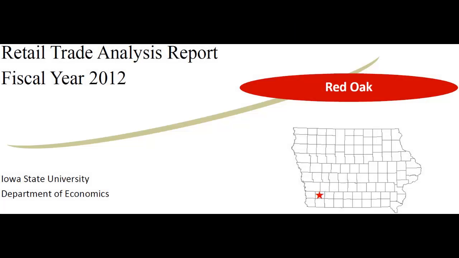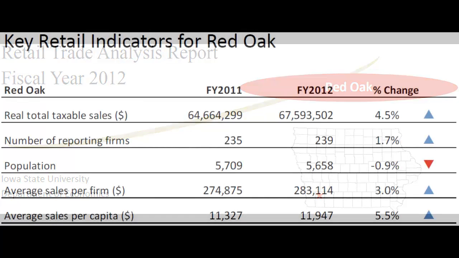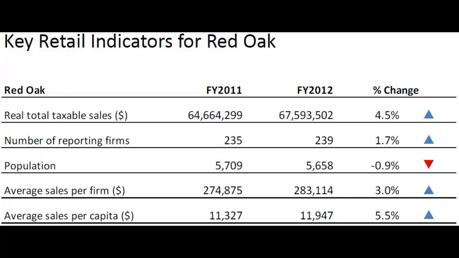This is the Retail Trade Analysis Report for Red Oak for fiscal year 2002. The key retail indicators for Red Oak are real total taxable sales, which actually increased about 4.5%. The number of reporting firms for taxable sales increased slightly to 239. Population had a small drop. Average sales per firm increased about 3%, and average sales per capita increased by 5.5%.